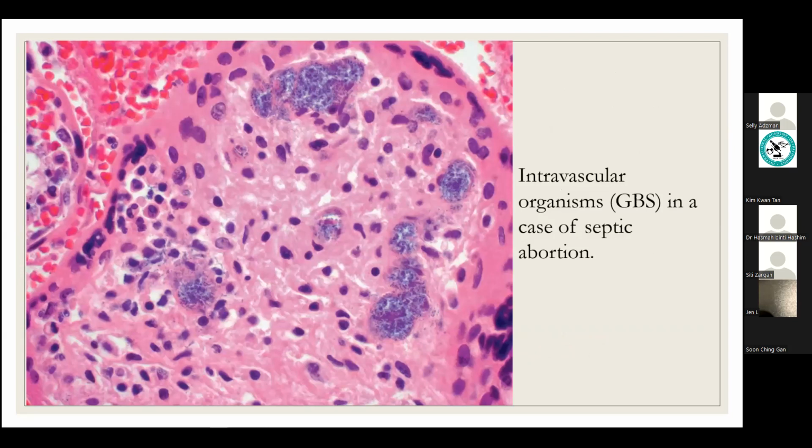So this is to show you the intravascular GBS in septic abortion. Basically this is within stem villi, and you can see all these bacterial colonies within the blood vessels.